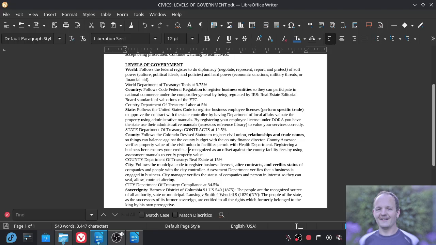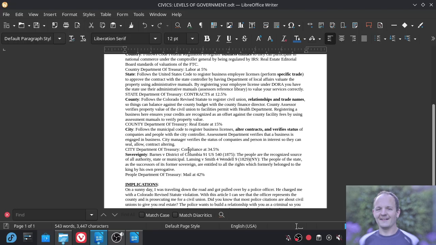Sovereignty. Barnes versus District of Columbia, 91 U.S. 540, 1874. The people are the recognized source of authority, state or municipal. Lansing v. Smith, Ford Window 9, 1829, New York. The people of the state, as the successors of the former sovereign, are entitled to all the rights that formerly belonged to the king by his own prerogative.